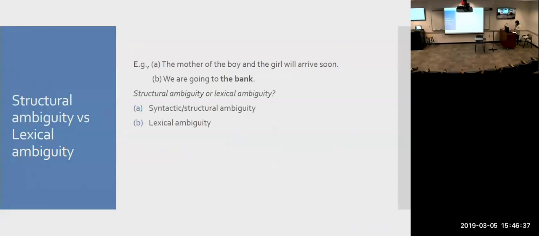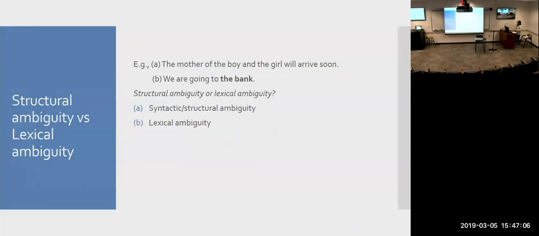Now, for example, I'll give you two sentences. The mother of the boy and the girl will arrive soon. This is an example of structural ambiguity. The second one is: we're going to the bank. The bank here can be the bank of the river, or it can be the place that we go to deposit money or get money. That's right. Very good.